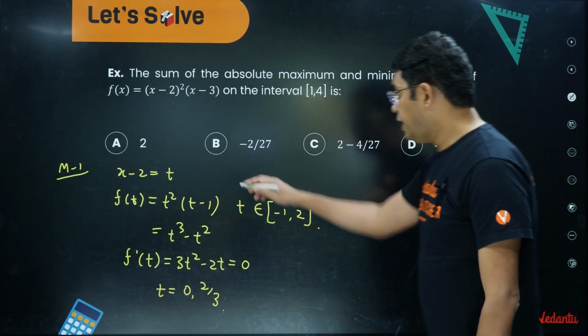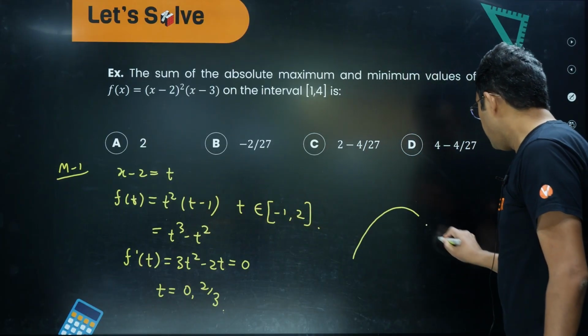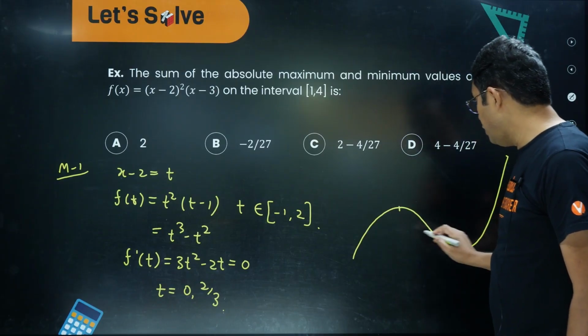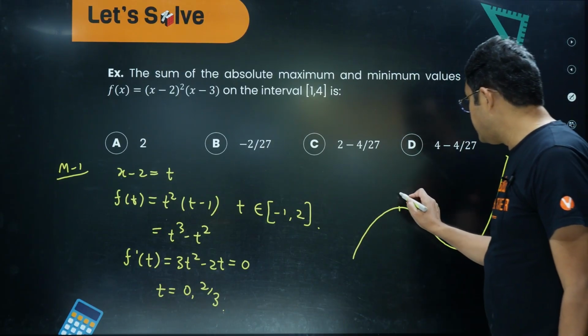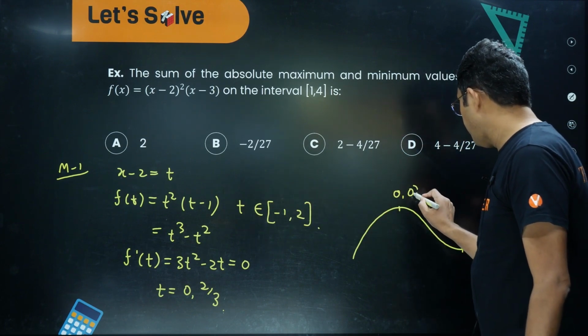So this graph in terms of t, because the leading term is positive, will be coming like this. Now the first 0 is coming, then 2 by 3. So at 0 it will have a point of local maximum, and the value of this function at 0 will be 0.